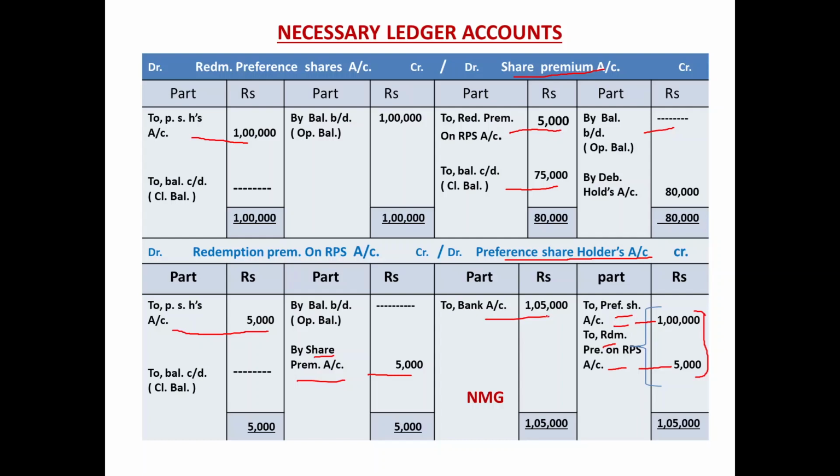Posting is over. Let us close the concerned ledger accounts related with this RPS redemption process. First one, preference share capital account. It's over. Opening balance, no closing balance, 1 lakh, 1 lakh. Share premium account. It cannot be closed. There is a closing balance of 75,000. Posting of this 5,000 gives the total of 80,000. And there is no opening balance.